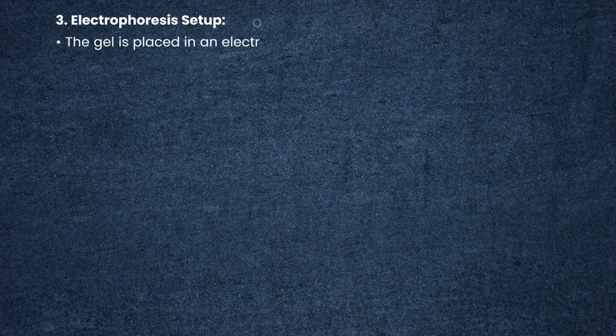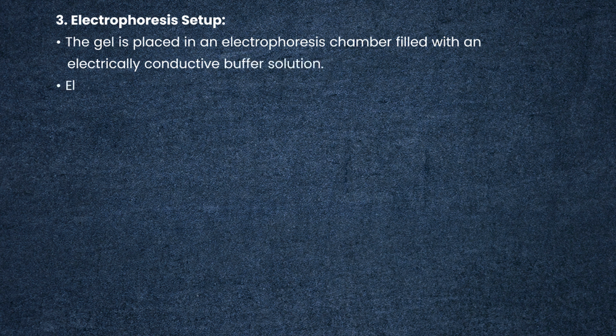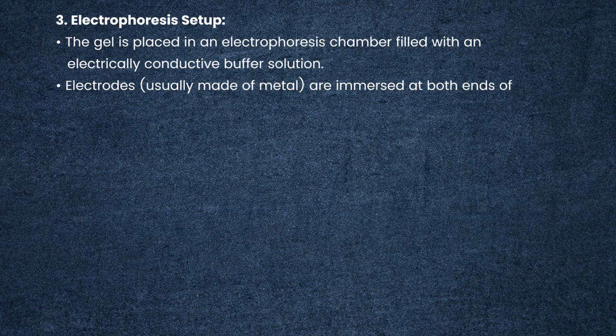Now, the setup of the electrophoresis unit. The gel is placed in an electrophoresis chamber filled with an electrically conductive buffer solution. The electrodes, usually made up of metal, are immersed at both ends of the chamber and electric current is applied.